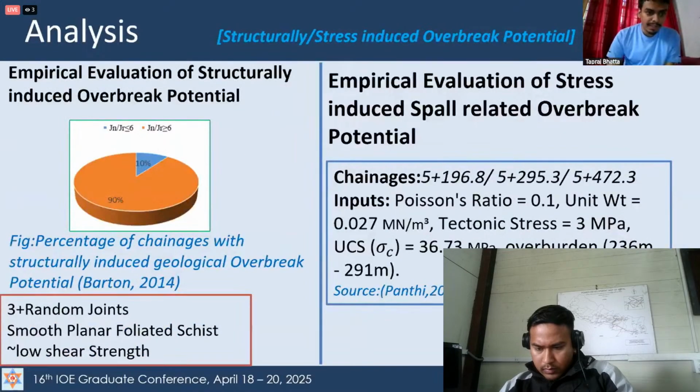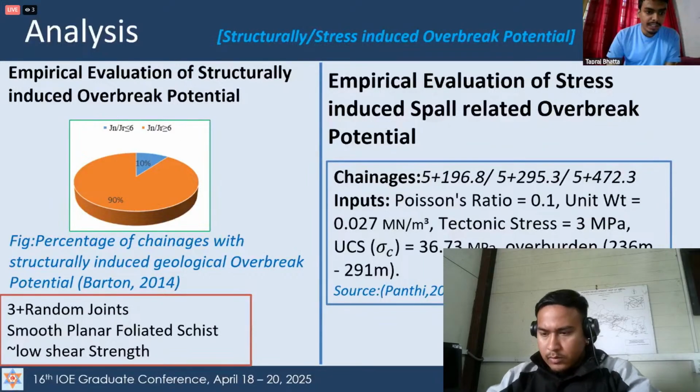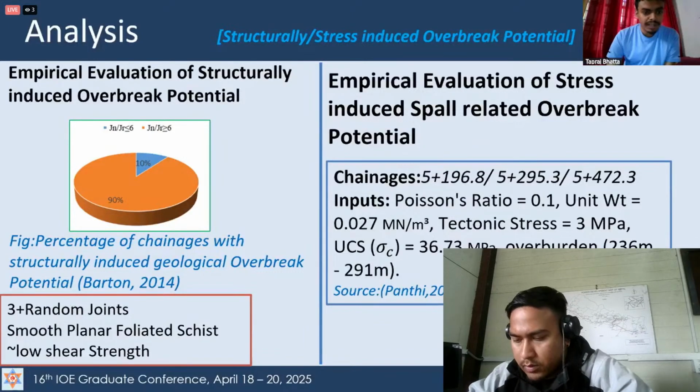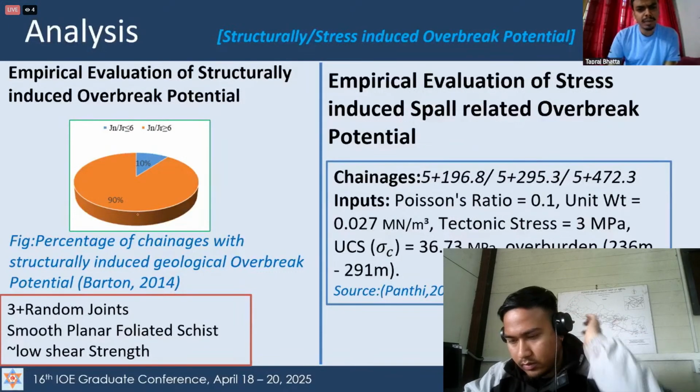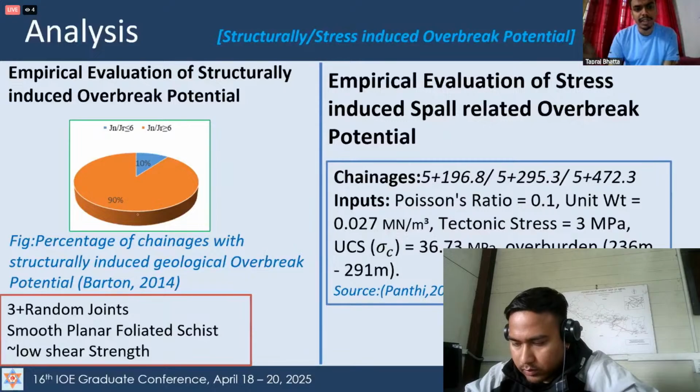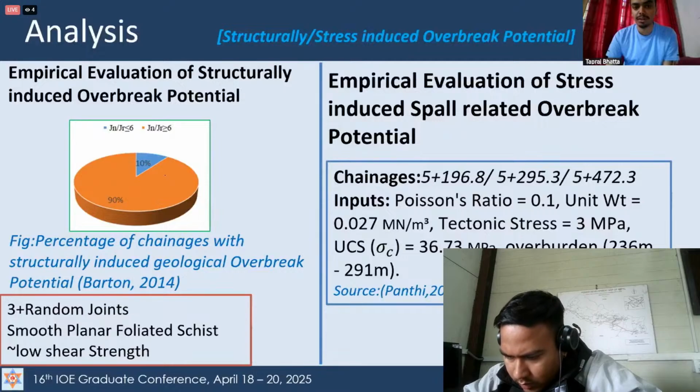Now, the empirical method. I analyzed the empirical method for structurally induced overbreak potential by Barton 2014, and what I found out is that there is geological overbreak potential in almost 90% of the chainages of this Lesser Himalaya area, because of the presence of 3 plus random joints and smooth planar foliated schist. This empirical method is based on the ratio of joint number and joint roughness. If that is greater than 6, then there is a possibility of geological overbreak.